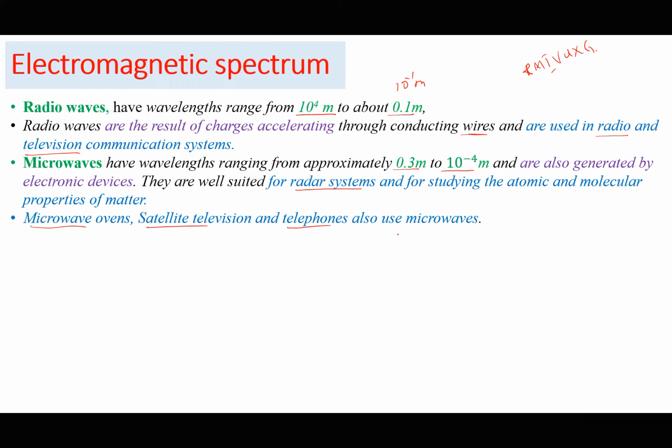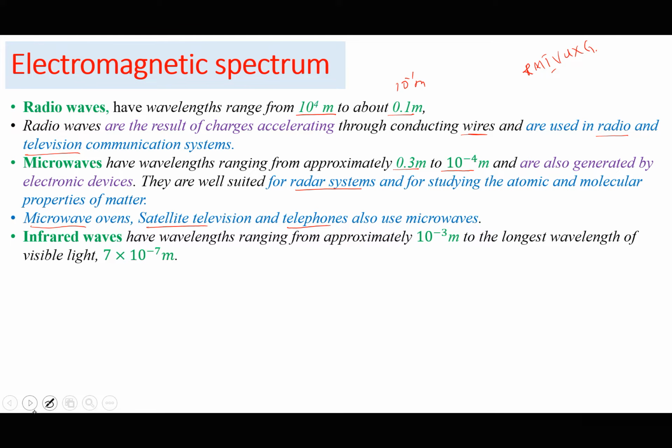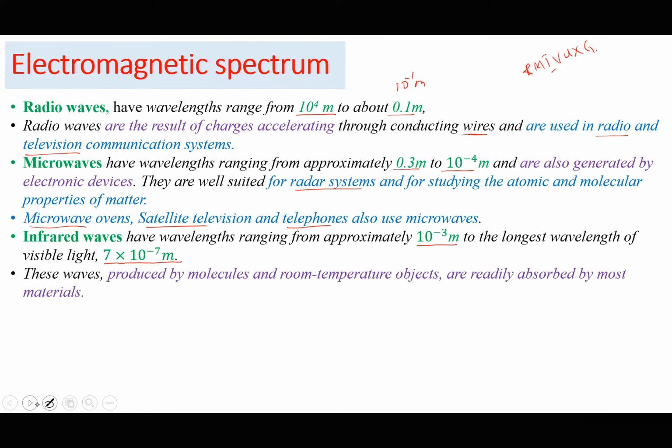Number 3 is the infrared. The infrared region has a wavelength between 10 to the power of minus 3 up to the largest wavelength of the visible spectrum, which is 7 times 10 to the power of minus 7 meters. That is the infrared radiation. Infrared waves are normally produced by molecules and room temperature objects, and they are absorbed by most materials.